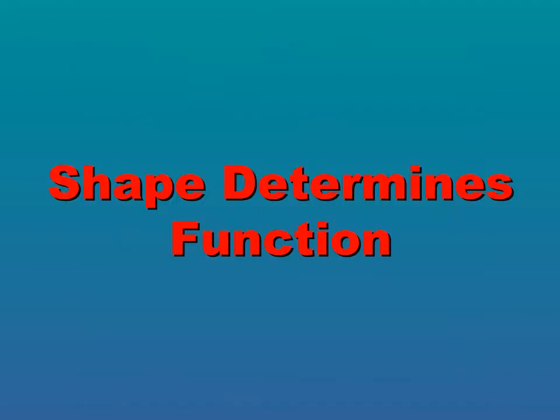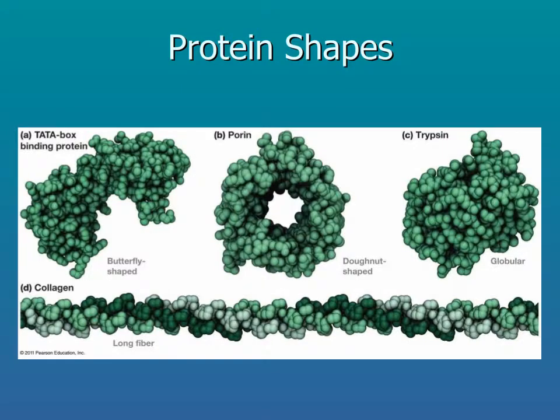Let me emphasize, the shape of the protein determines its function. Proteins can be many different shapes. The TATA box binding protein is the right shape to bind to DNA. The porin protein is the right shape to form a tube and allow substances into the cell. But what happens when a protein is the wrong shape? Let's look at an example.